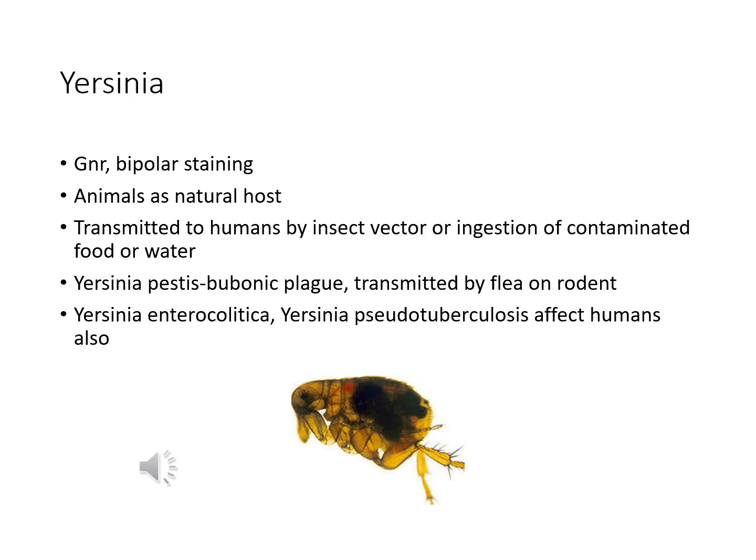Yersinia is a gram-negative rod, and it can exhibit bipolar staining. Animals are actually the natural host, so we are an accidental host. Yersinia can be transmitted to humans by an insect vector or ingestion of contaminated food and water. Yersinia pestis causes the bubonic plague. It's transmitted by the flea on the rodent, so it's not actually the rodent that causes it, it is just the flea. If you think of a prairie dog that has a flea on it that carries Yersinia pestis, the flea is the one that's actually responsible for the bubonic plague.